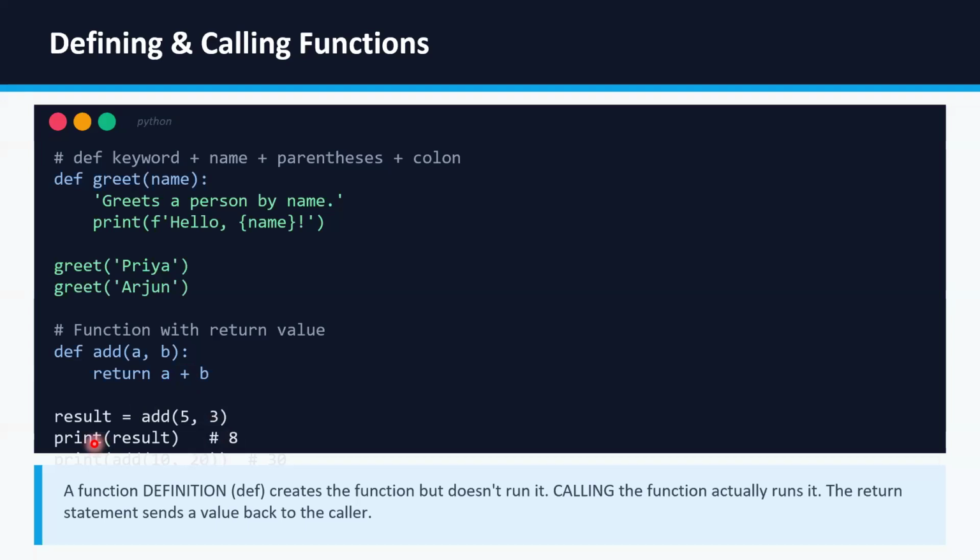We can also write it this way, print of add of 5 comma 3. In that case also it will print 8. Otherwise we have to declare a variable, assign it equal to add, the value will be given to result, and then result is printed here. Okay, any doubts in these programs? Shall I move on?